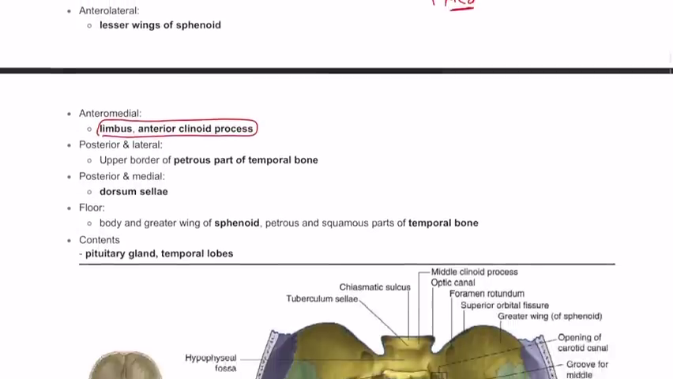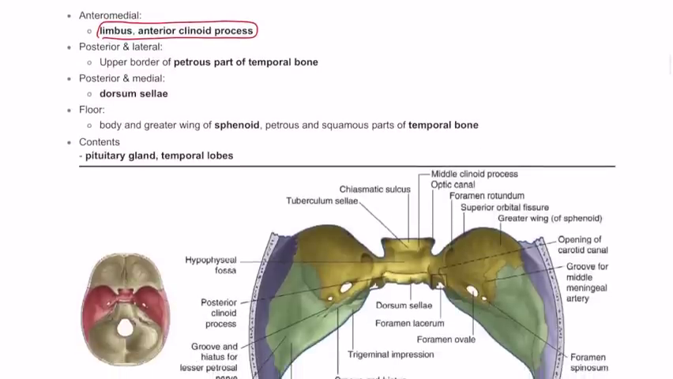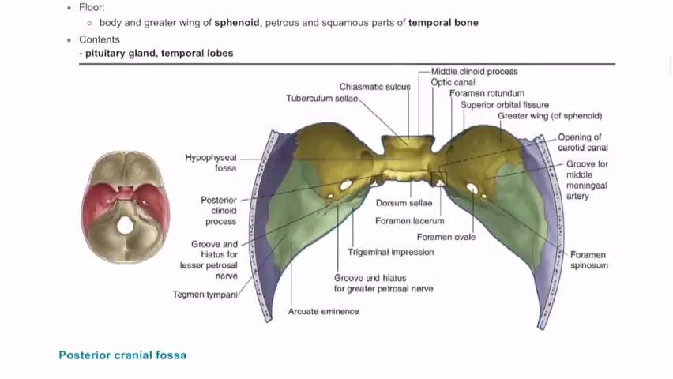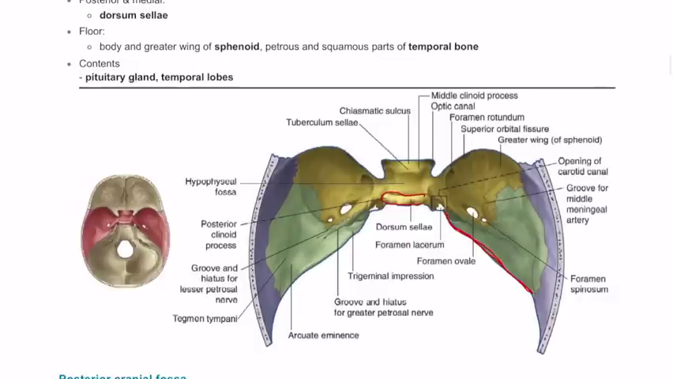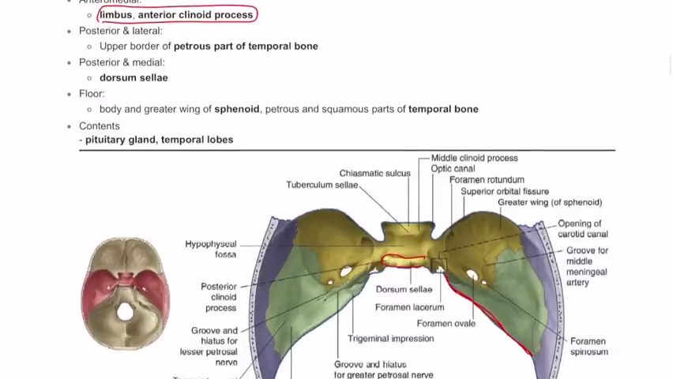And posterior, you have posteromedial and posterolateral. So posterolateral will be this part. So this is the petrous part of the temporal bone. And obviously this is the superior part of the petrous part of the temporal bone. And here you have this one, which is the dorsum sellae, okay? Lateral, you have the squamous part of the temporal bone, and the floor is formed by the greater wing of the sphenoid, as you see here.